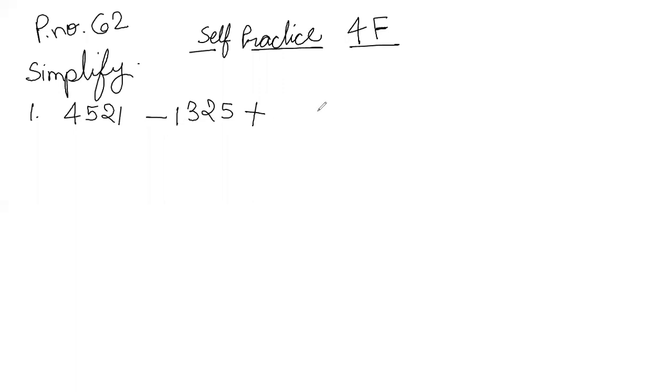First question is given: 4,521 minus 1,325 plus 785. See here, three numbers are there and two operations are there. In mathematics, there are total four operations: addition, subtraction, multiplication and division, right?